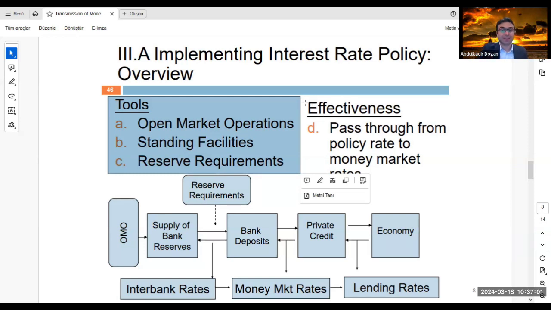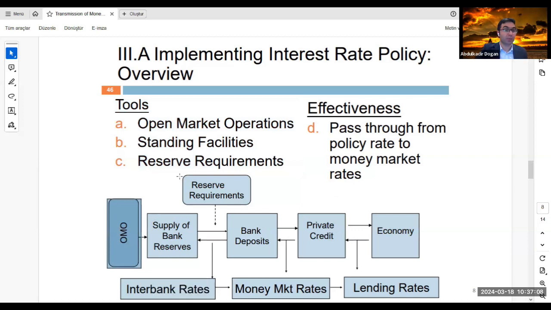Then this effectiveness is coming from the pass-through. And as you see here, the OMO, the open market operation, and from the top, the reserve requirement can change the supply of bank reserves. Okay, because I am increasing the reserve requirement, then supply of bank money is decreasing. Nobody can give credit. Bank deposit is also decreasing, private credit is also decreasing, and economy aggregate demand is also decreasing. So if I am increasing the reserve requirement or interest rate, the economy is shrinking and inflation will go down.